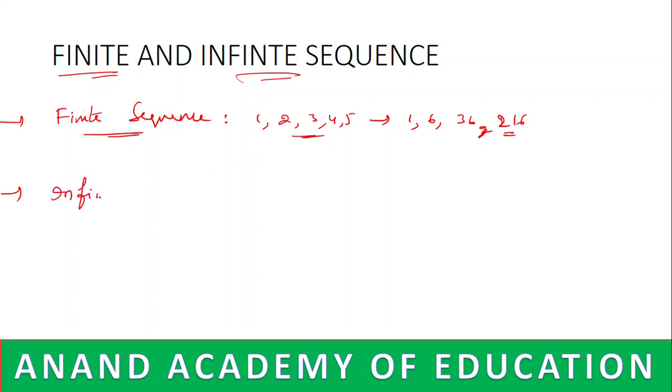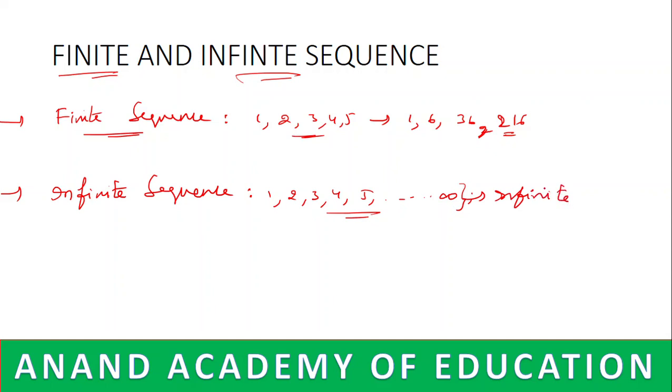And what is an infinite sequence? An infinite sequence is a sequence that involves an infinite number of numbers. For example, 1, 2, 3, 4, 5, and so on. There is no end to this sequence. So we call this sequence infinite. A finite sequence is countable, the number of terms can be counted, whereas in an infinite sequence the number of terms is countless, and therefore we cannot count the number of terms in an infinite sequence.